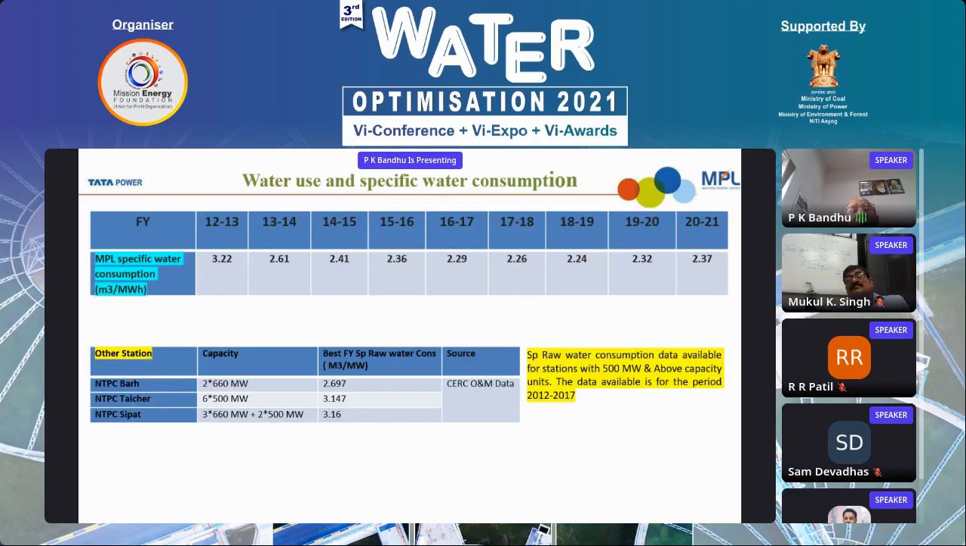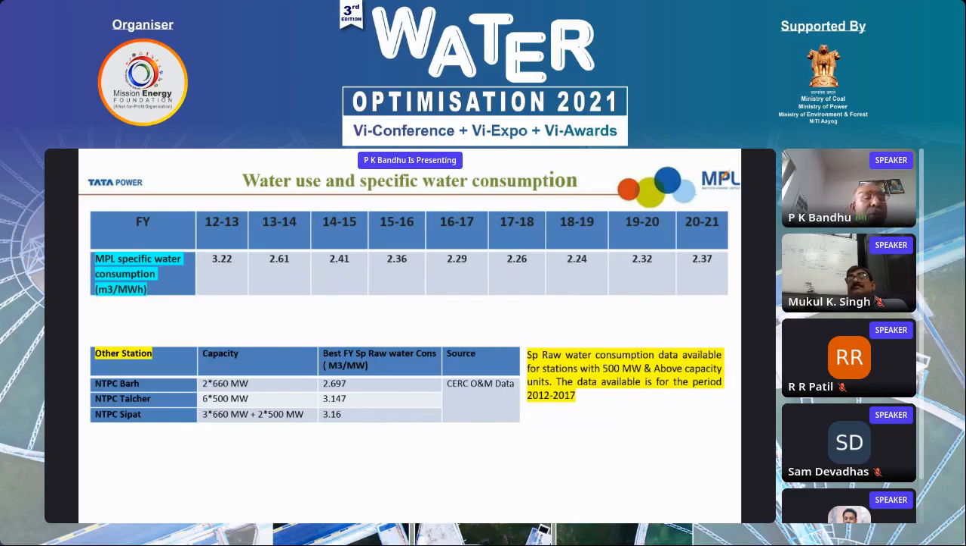per kilowatt hour, depending on how the PLA has reduced, and we are still saving the water as much as possible. We achieved that benchmark level, I think, in the 500 megawatt regime.